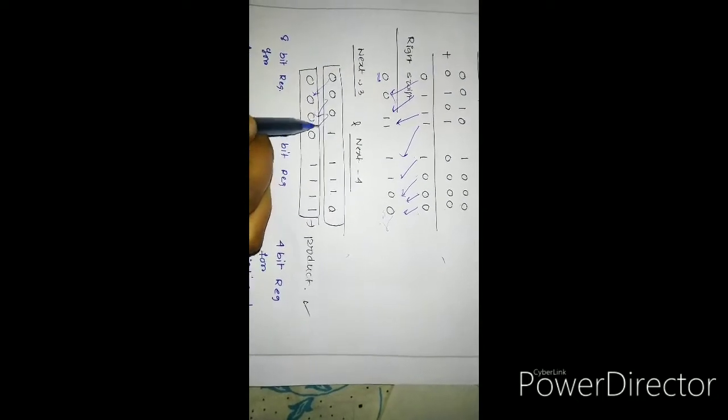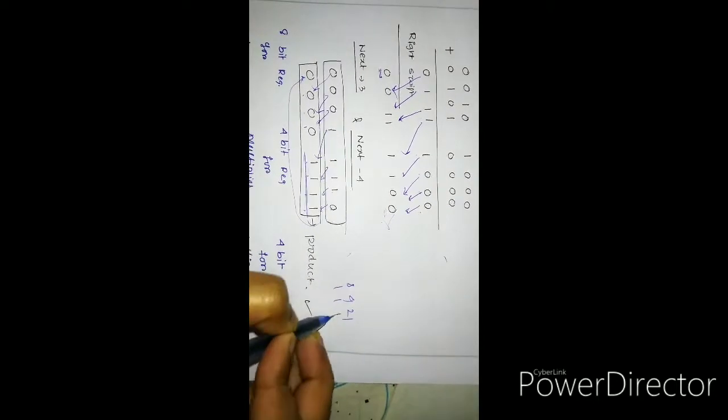On the next step again, this 0 comes to here. So 0, 0, 0, 0, 1, 1, 1, 1. This is your product. And what is it? 1, 2, 4, 8, 15. 3 times 5 equals 15, right? This is right.